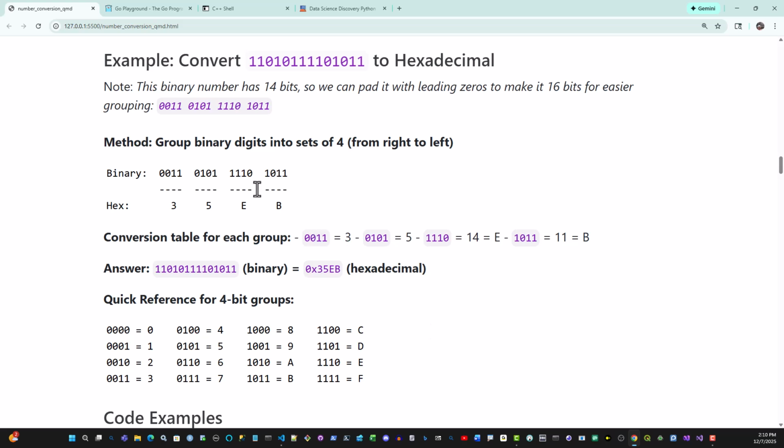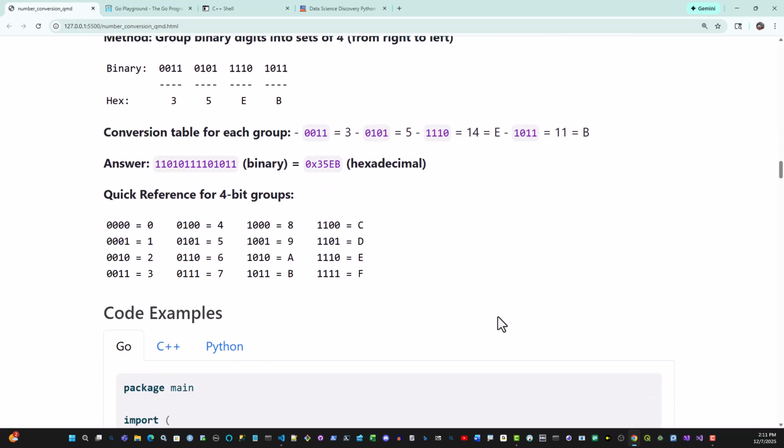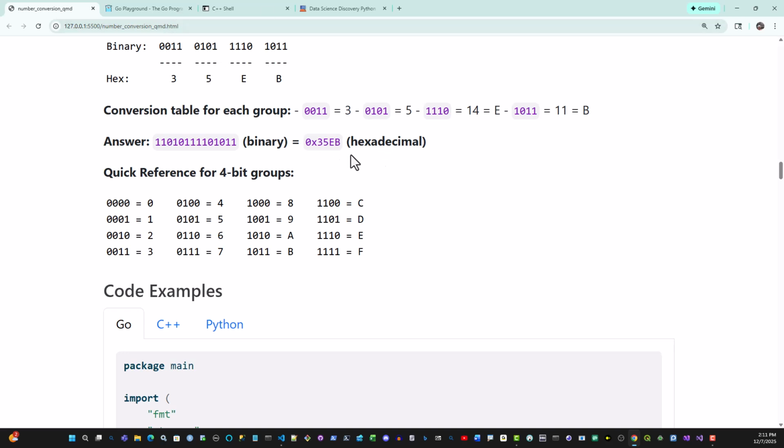If you don't want to calculate this like this, you can simply look up the number. So here is 0011. What is that? Well, that's this one. 1110, that's this. That's your E. So you can simply read it off. But you can also calculate it yourself by doing the pluses.